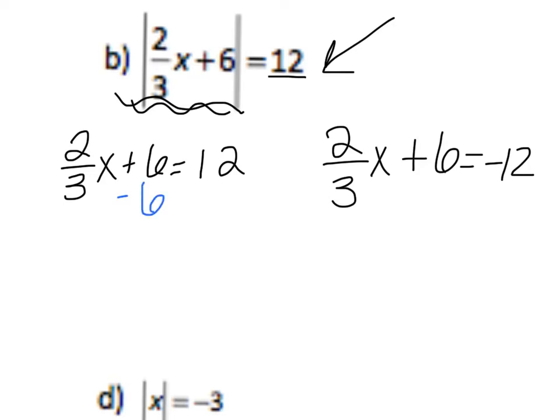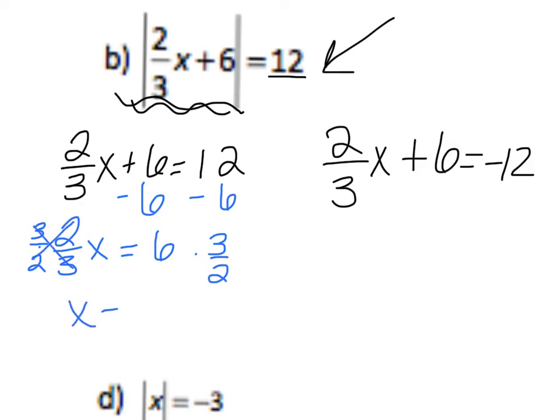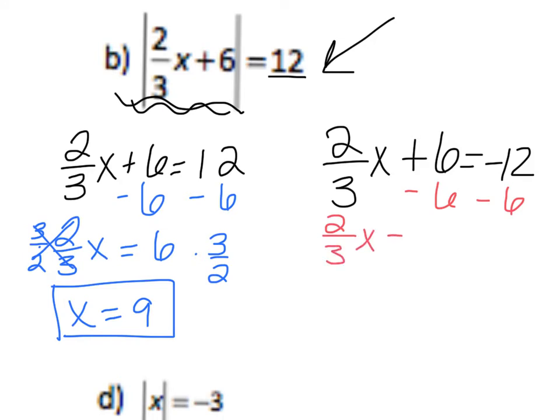So you'd subtract 6 on both sides, and then I'd multiply by the reciprocal. So I'd have x equals, let's see, I think that's 9. And then same thing for the other one. You're going to subtract 6, and you'll get a different answer for this. It won't be the same number, just like when it wasn't always the same number with square roots.